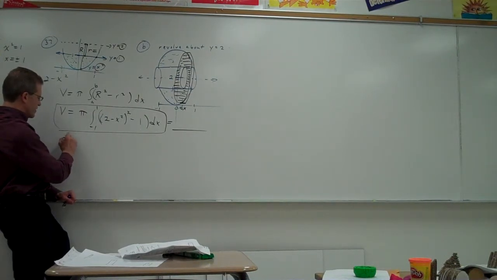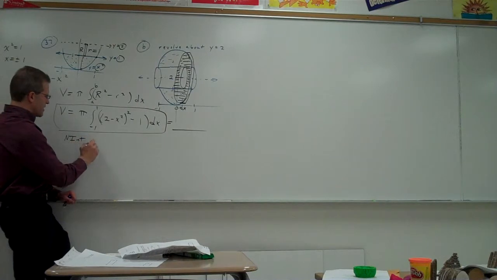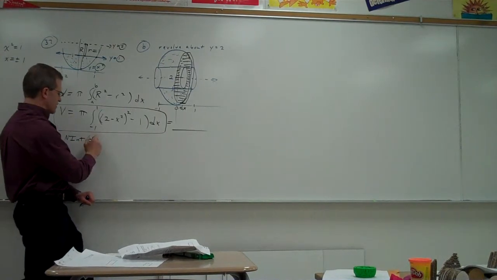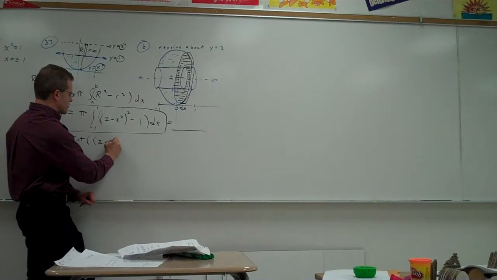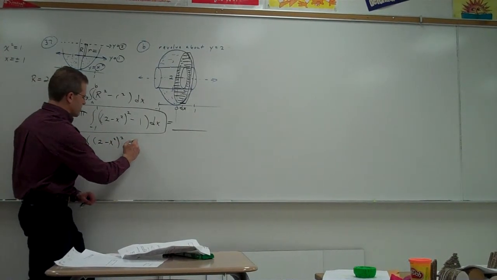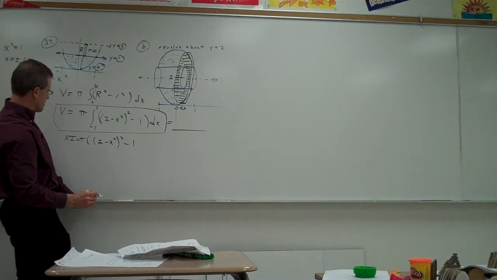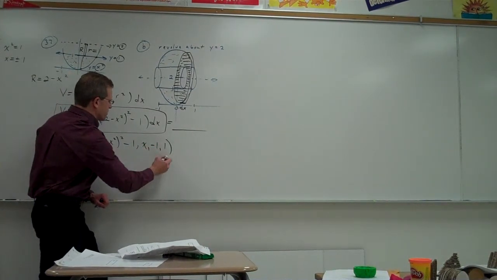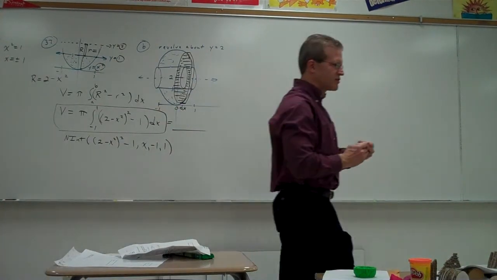So you're going to do numerical integral, which is math 9, and then you're going to have a parenthesis, then another parenthesis, 2 minus x squared minus 1. Then you're going to do comma x, comma negative 1, comma 1. Let's do that and get the answer quick.